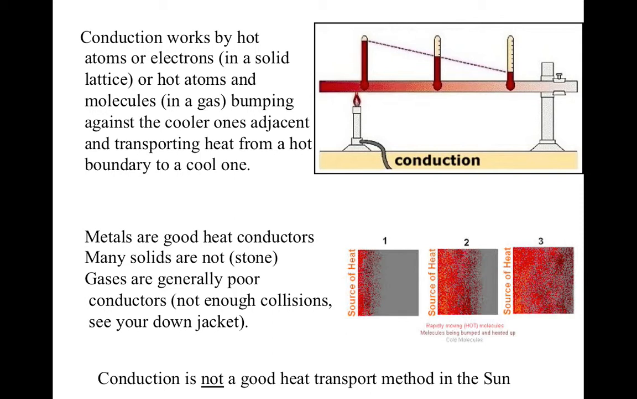In fact, this is one of the reasons why you wear a down jacket in the wintertime: the down in the jacket provides some space between the layers and allows them to be filled with air, and the air transports very poorly by conduction and provides you very good insulation. So in the sun, which is not particularly dense, conduction is not a very effective heat transport mechanism.